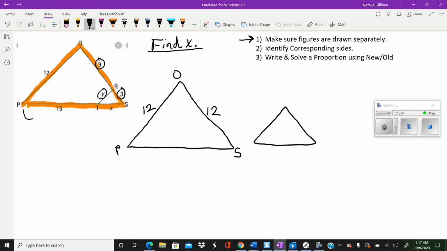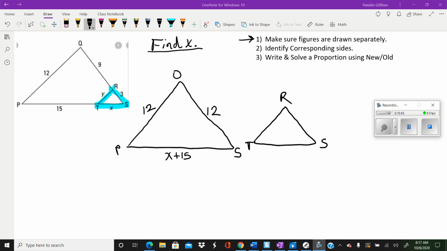On the bottom, this is very interesting. We have 15 and also X. Now, those are not like terms, so we can't just mooch them together. We have to add them together. So X plus 15 is our base of our first triangle.